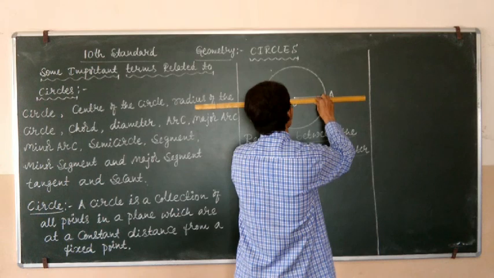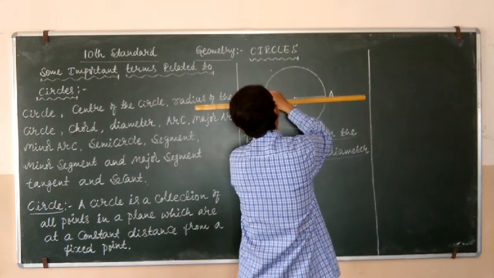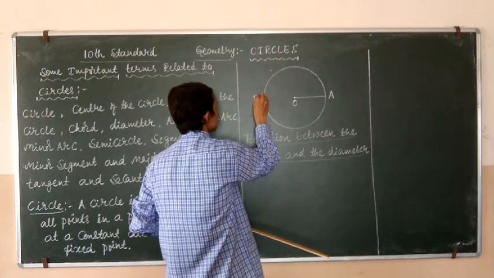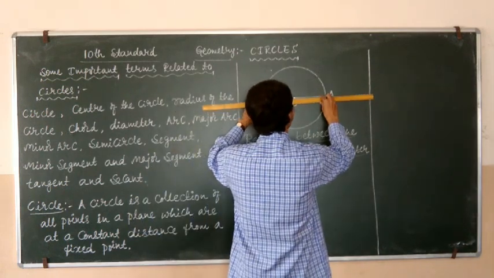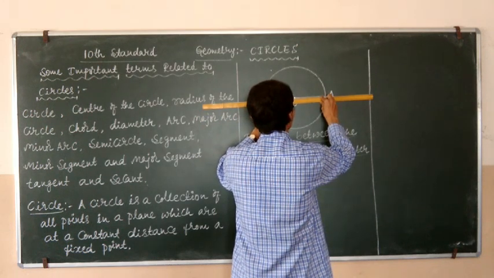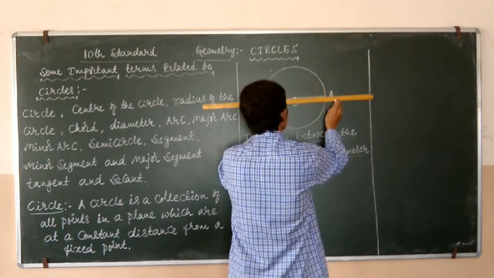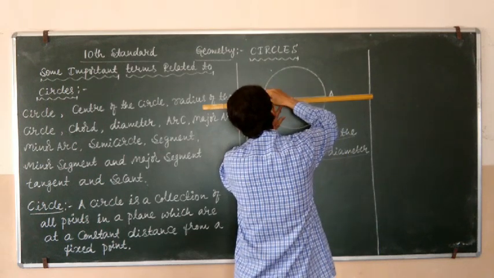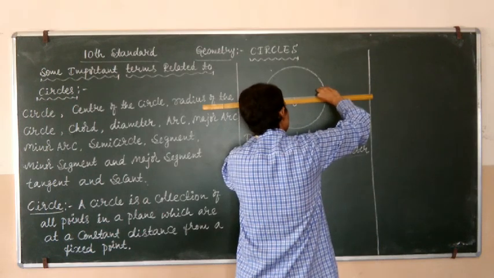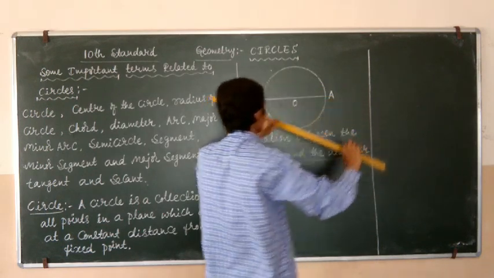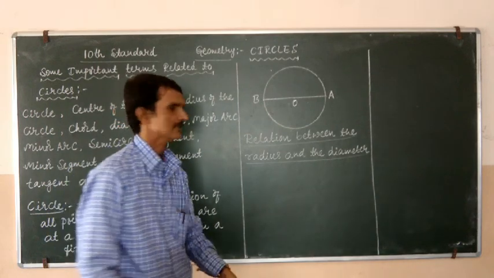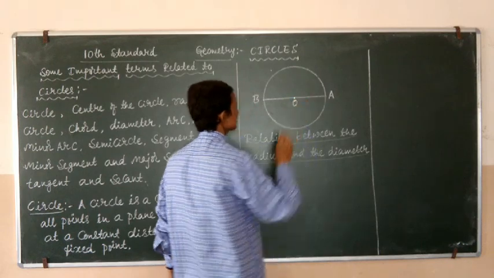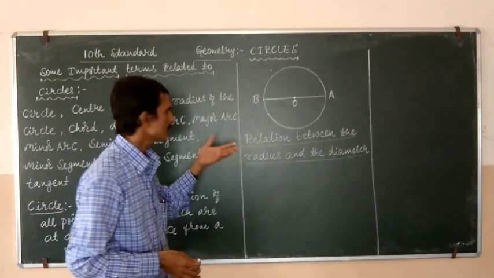Similarly, we also know the definition of the diameter. A diameter is a chord which passes through the center of the circle. So I have joined both the points A and B on the circumference of a circle, whereas O is the center of the circle.